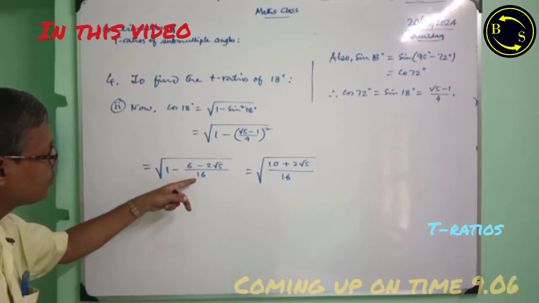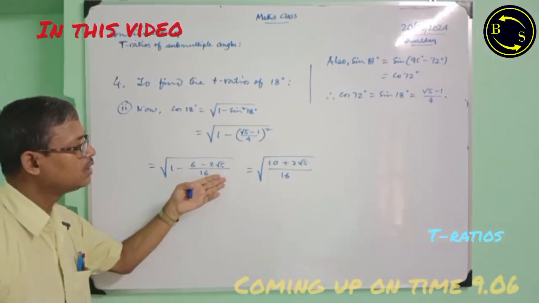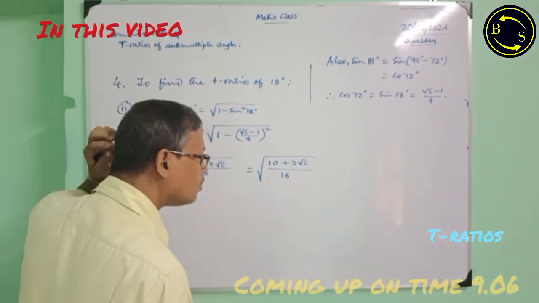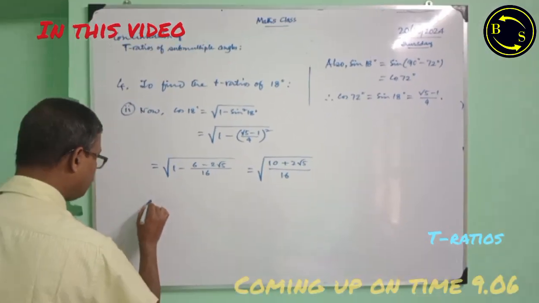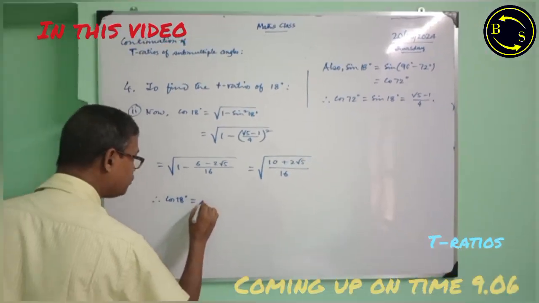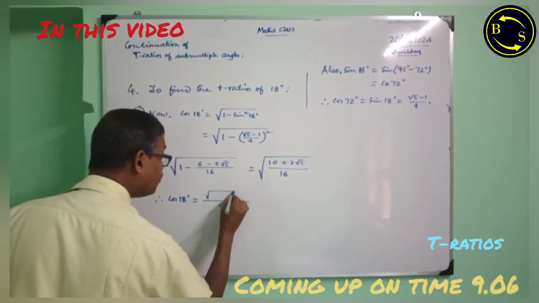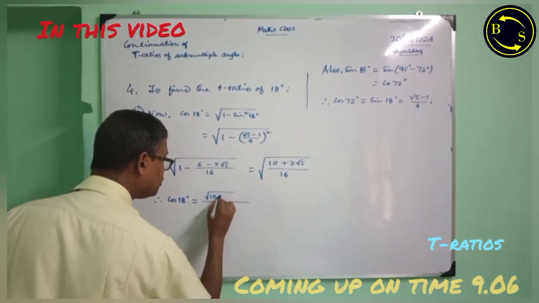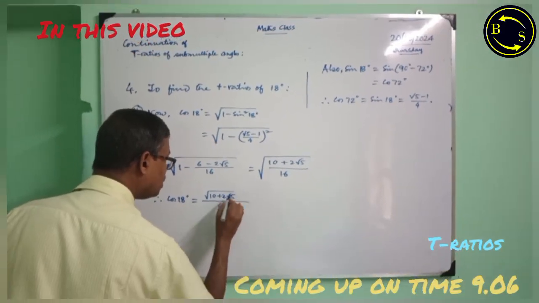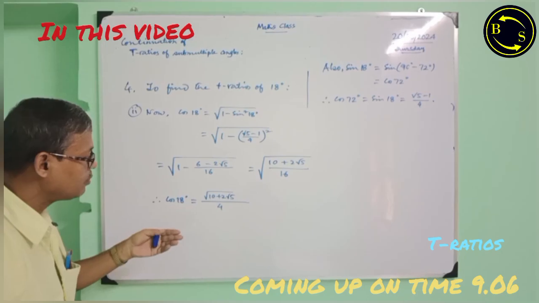If we simplify, 16 minus 6 plus 2 root 5 whole divided by 16, that means 10 plus 2 root 5 whole divided by 16. Therefore, cos 18 degree will be equal to root over 10 plus 2 root 5, the numerator under the square root symbol, and the denominator is 4.